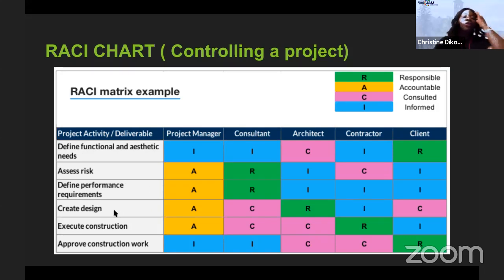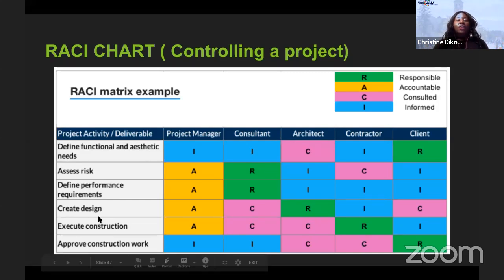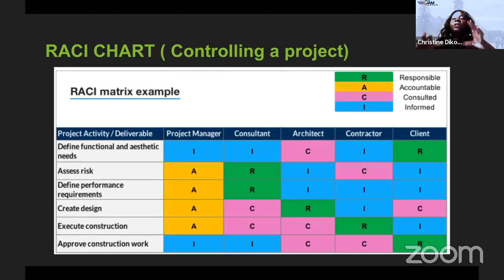So I will give you an example, create design, because this is something that we can all understand here, right? As we create a design, with project manager, consultant, architect, contracts, and client, who do you think will be the responsible one in creating the design? It will be the architect or the designer. He's responsible. He went to school to study it. He has most of the skill. Most of the time, responsibility is the person that has the skill and the person that's empowered.